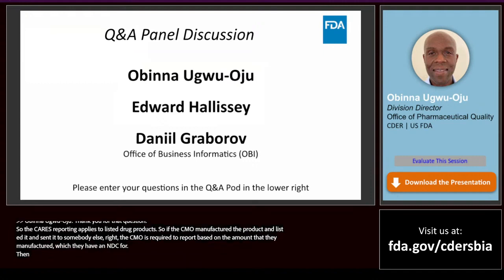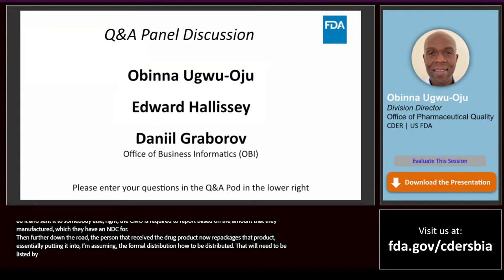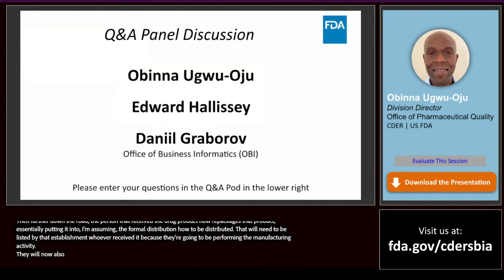Then further down the road, the person that received the drug product repackages that product, I'm assuming putting it into the form of distribution, how it will be distributed. That product will need to be listed by that establishment, whoever received it, because they're going to be performing a manufacturing activity. They will now also report drug amount for what they repackaged.